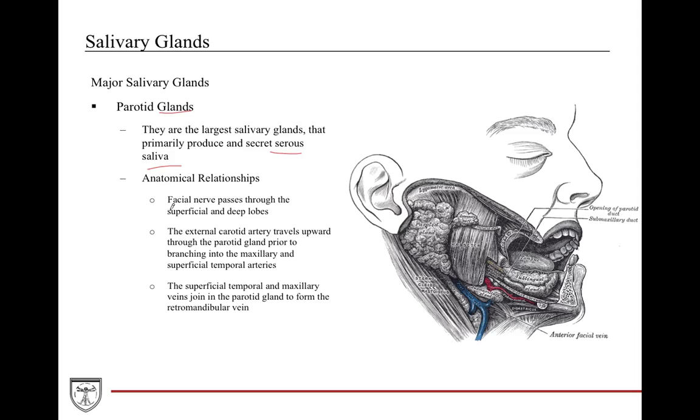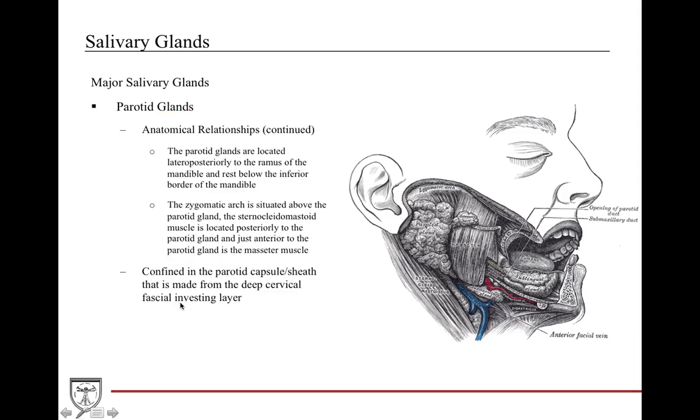So the facial nerve, as we mentioned, passes through the superficial and deep lobes. The external carotid artery travels upward and through the parotid gland prior to branching into the maxillary and superficial temporal branches as its terminal branches. The superficial temporal and maxillary veins join around the parotid gland to form the retromandibular vein. It also is located laterally, posterior to the ramus of the mandible, and rests above the inferior border of the mandible, you can see right here.